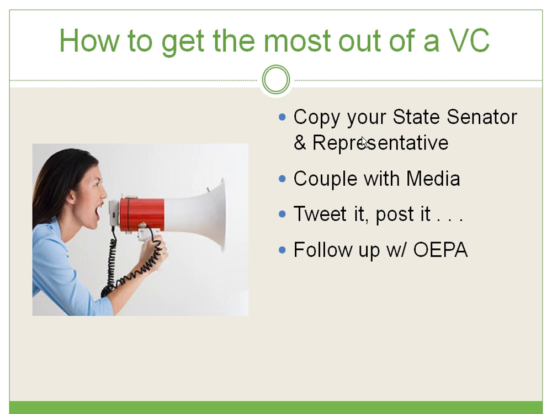One, copy your state senator and representative. Again, it is important for two reasons. One, to show that you are doing this not only for protection of you and your property and how you are adversely affected, but also how your community is, and that your state senator and state representative need to know this and need to perhaps be a part of this and assist you with shepherding your verified complaint along.